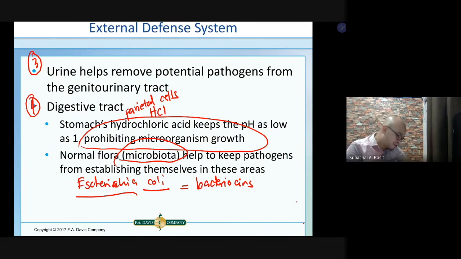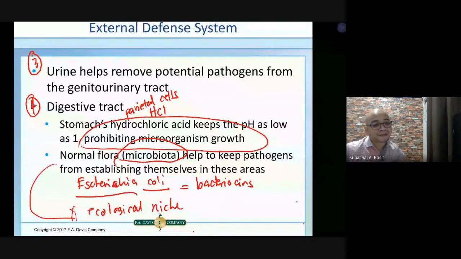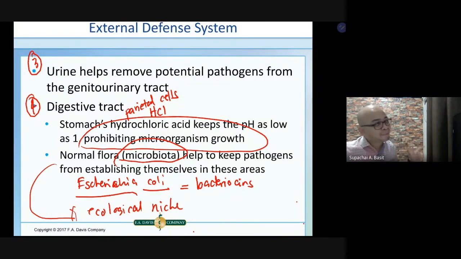Why? Because normal microbiota has already established an ecological niche. Therefore, since they have already established themselves there, pathogens such as Salmonella and Shigella will find it difficult to invade these particular organs. There are still some cases of invasion, but it is not as easy as when these normal microbiota are absent, and they are harder to invade when the microbiota are present.